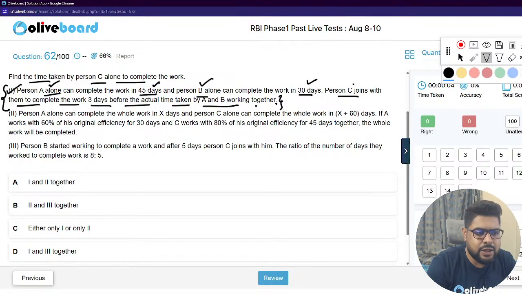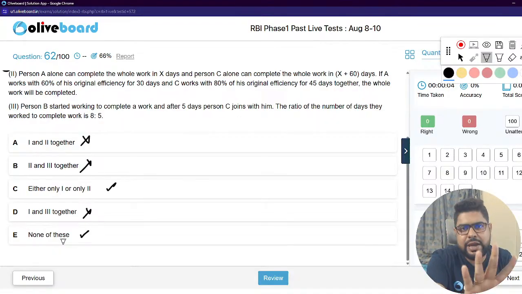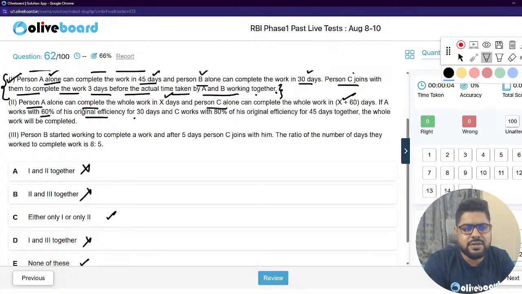So together, there is no chance. You see? So either my answer is this or this. Just by looking at the first line, I was able to eliminate 3 options. So let's see. A alone can complete these many days. C can complete these many days. A and C efficiency, A 60% efficiency doesn't matter. Remove this. C with this, B also is enough to answer.